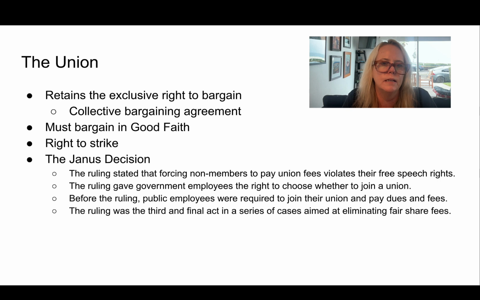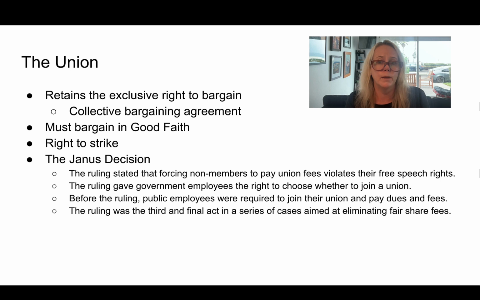The union is the collective bargaining agent for the labor group of employees. What that means is that when you are in a union, you don't get to go and negotiate a pay raise for yourself. An employee at will has the ability to do that. Employees in a collective bargaining group are represented by the union, and the union is their exclusive agent.